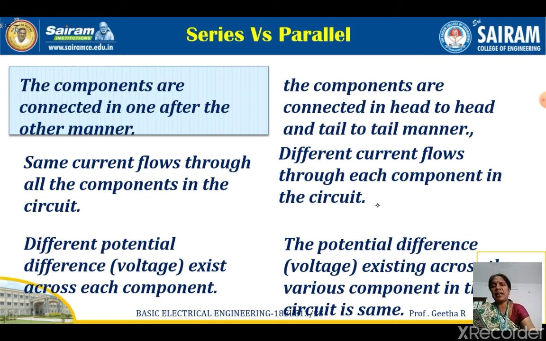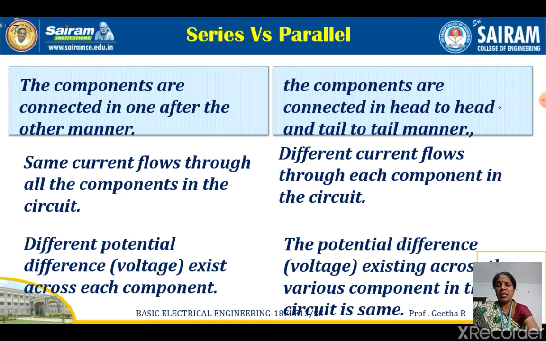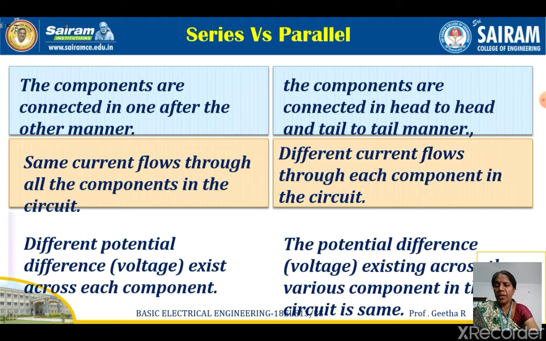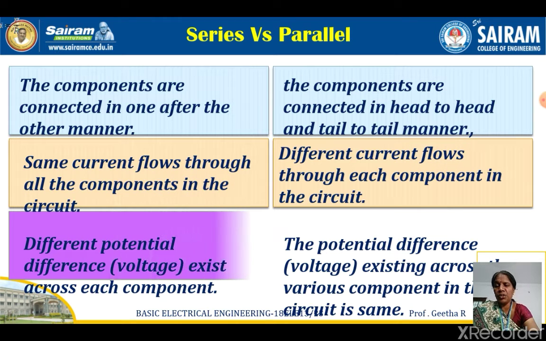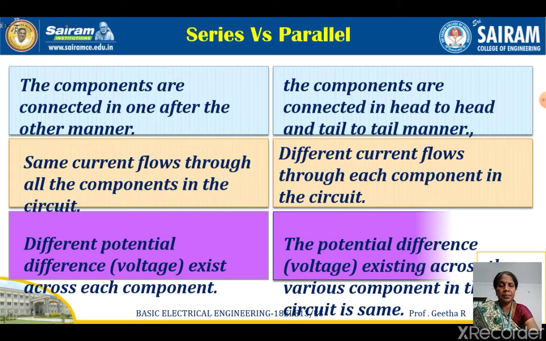Series versus parallel. In a series circuit, the components are connected one after the other. In parallel, the components are connected head to head and tail to tail. The same current flows through all components in the series circuit, but in the parallel circuit, different currents flow through each component. Different potential difference exists across each component when connected in series, but the potential difference across each component will be the same when connected in parallel.